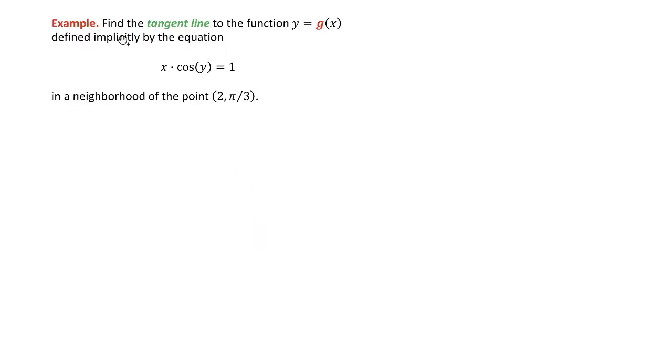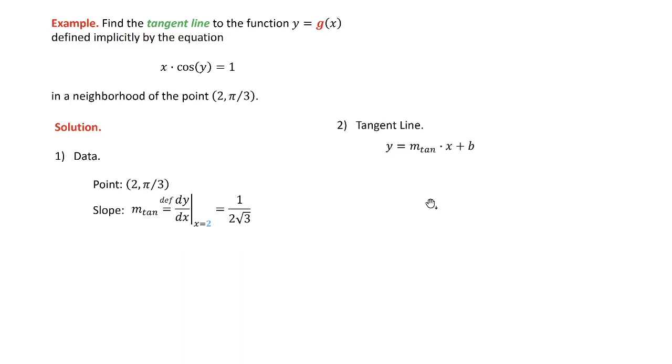Okay, this is what we have. Find the tangent line to this function. It's defined implicitly by this equation in the neighborhood of this point. So we have our data, right? There's our point. There's our slope, which we got from the last example. Y equals mx plus b, right? I'll plug in the slope and then the xy data.